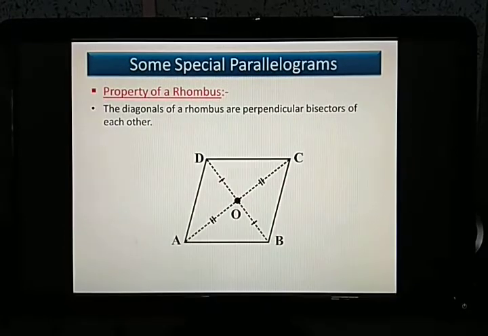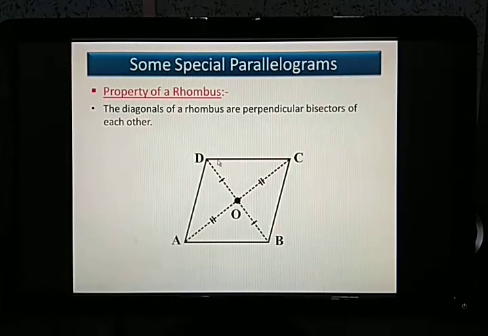If you have to prove this property, we have to use congruency of triangles. Let us consider triangle AOD and triangle COD. Since the diagonals bisect each other, as a rhombus is a type of parallelogram, OA and OC will be equal. OD is the common side, and since it is a rhombus, all the sides are of equal length. So AD will be equal to CD.